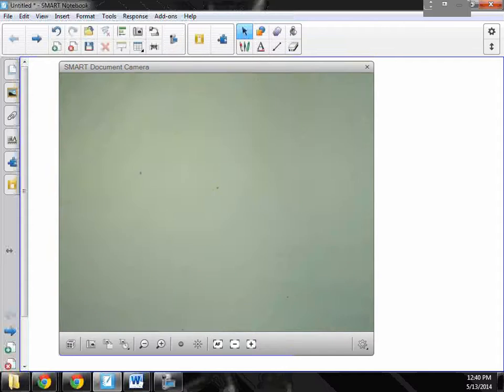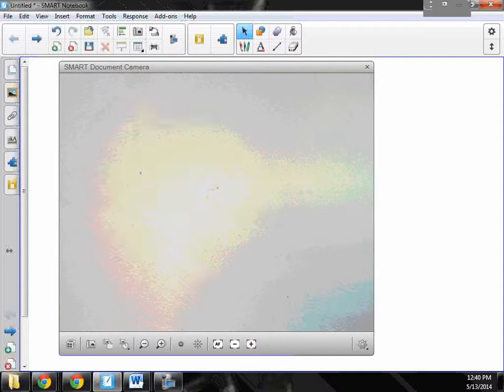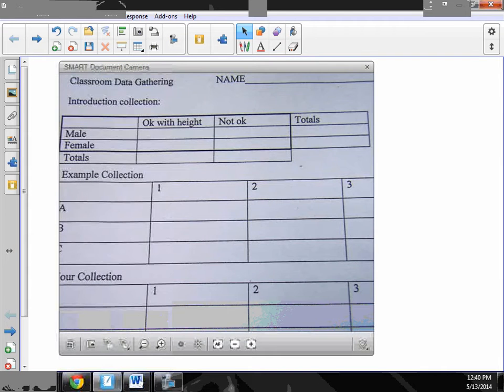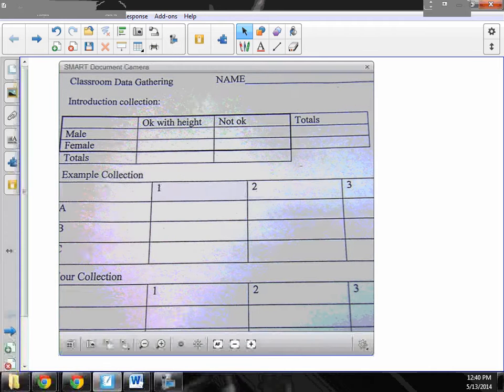So I'm going to make a master copy for this data gathering, and then you'll want to write these down on your paper. So we're going to gather data on 2 questions, whether you're male or female, and whether you're okay with your current height, or if you were given the option, you would change it. Whether you want to be taller or shorter, it doesn't matter.